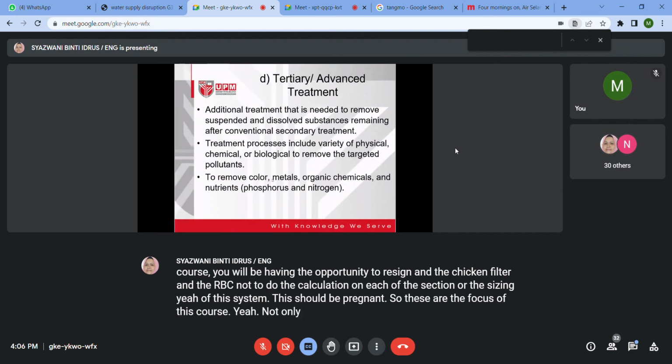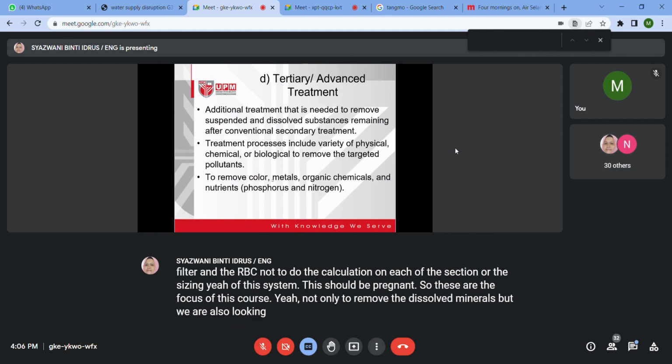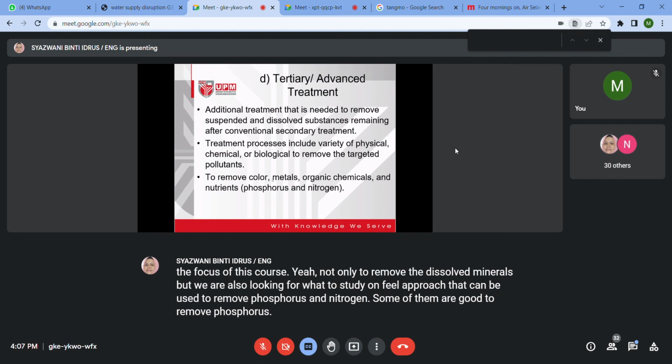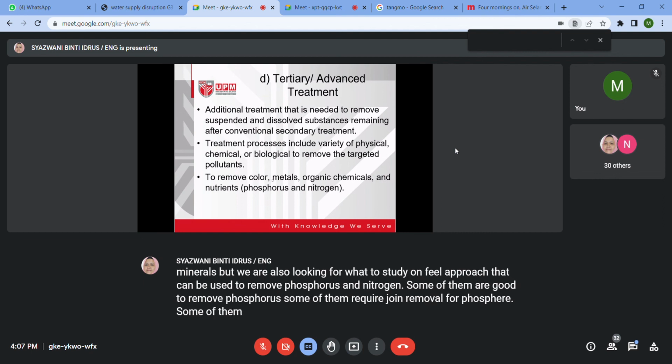Not only to remove the dissolved minerals, but we are also looking forward to studying a few approaches that can be used to remove phosphorus and nitrogen. Some of them are good at removing phosphorus. Some of them require joint removal for phosphorus. Some of them are capable of removing phosphorus as well as nitrogen.